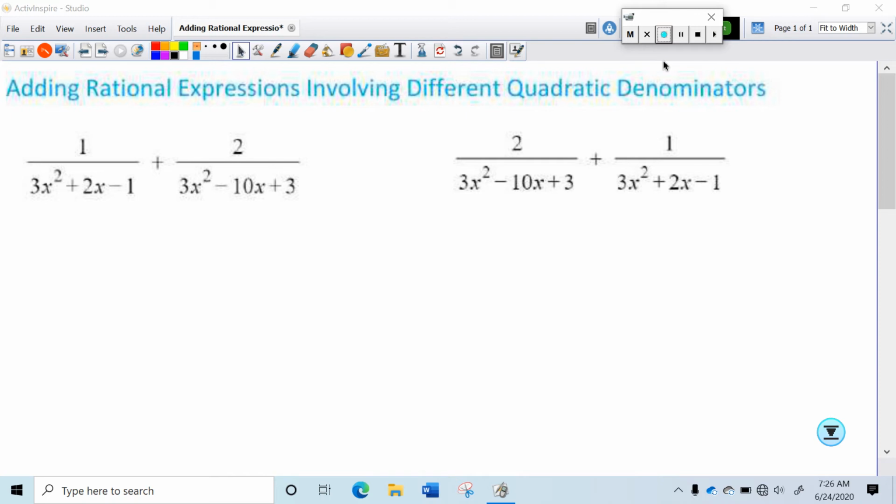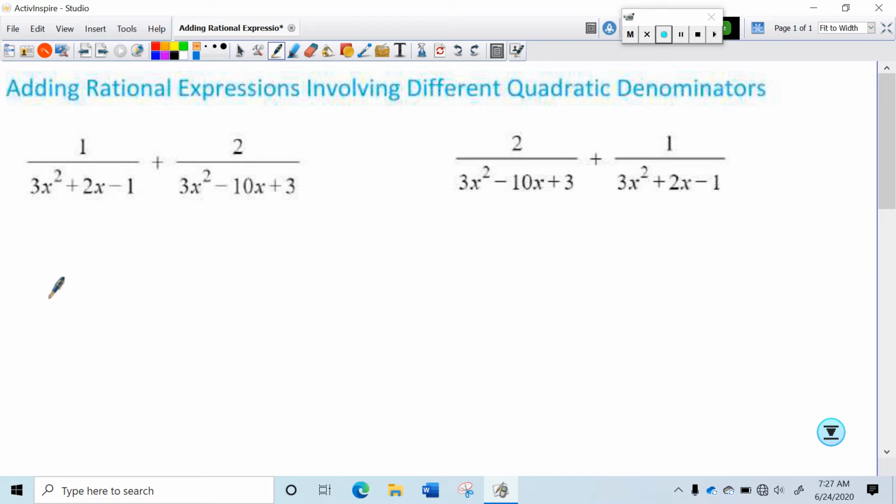To add these rational expressions, I noticed that they're not the same thing on the bottom. They have different denominators: 3x squared plus 2x minus 1, and 3x squared minus 10x plus 3. Now I'm just going to be straight up honest with you. These problems take quite a bit of work to solve. The first thing I want to do is factor these.